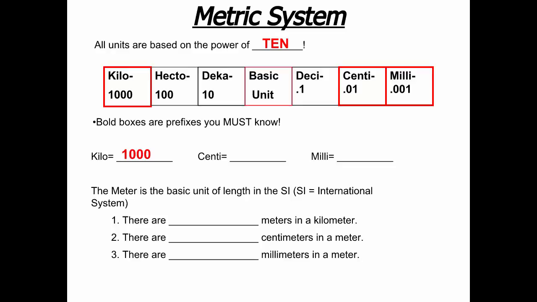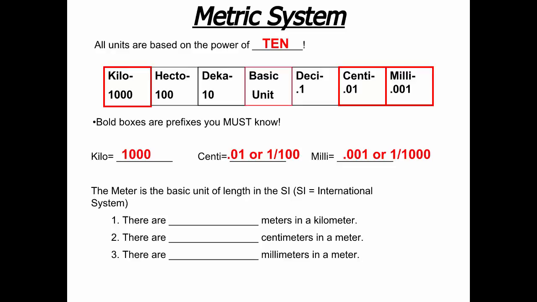Centi means what, Daniel? 0.01. Yeah, or what do we call that? 100th. Milli? Vanilli? Lucas? It's 1,000th. Those are our most commonly used measurements. And to convert from one to the other, it's very, very simple.